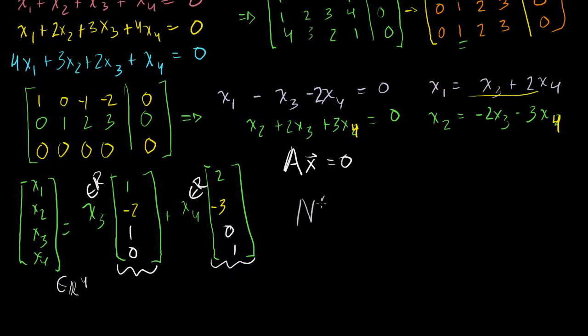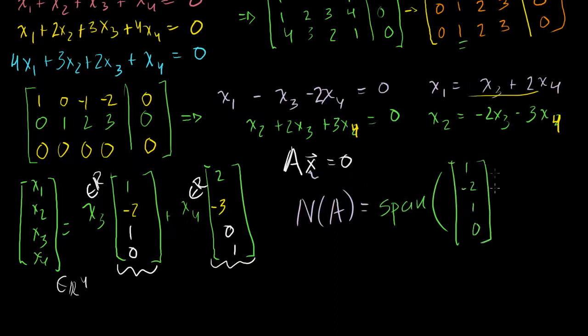The null space of A, which is just the solution set of this equation, all of the x's that satisfy this equation, equals all of the linear combinations of this vector and that vector. Well, what do we call all the linear combinations of two vectors? It's the span of those two vectors. So it equals the span of the vector 1, minus 2, 1, 0, and the vector 2, minus 3, 0, 1. And this is our null space.